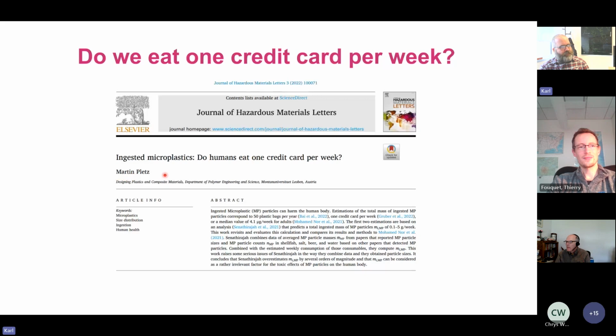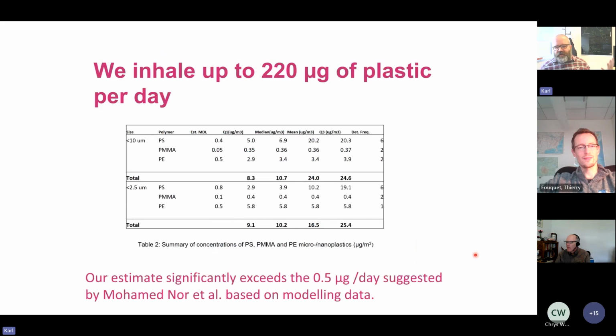There's a paper by Martin Pletz that reviews this question and the available literature and comes up with a much lower exposure level. So the question I had was, based on what we've measured, how do our measured concentrations compare to that crazy statistic? And we conclude that we're inhaling up to about 200 micrograms of plastic per day.